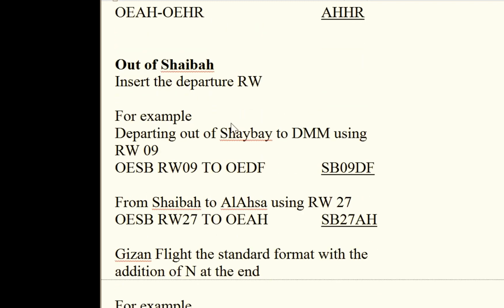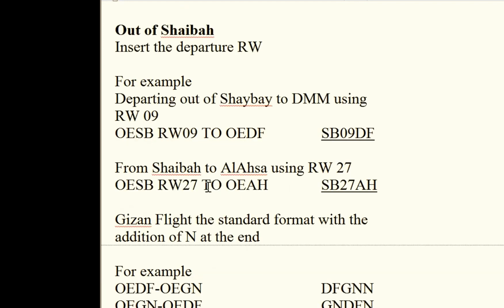Sheba is a little bit different. Departing out of Sheba, you need to put the runway that you are using for departure. So for example, if you are going from Sheba to Dammam using runway 09R, then just insert the runway number between the 2 ICAO letters. So it's going to be Sierra Bravo 09R Delta Foxtrot. If it is runway 27, then instead of 09, put 27. Same thing for example, from Sheba to Al-Ahsa using runway 27, it's going to be Sierra Bravo 27 Alpha Hotel.